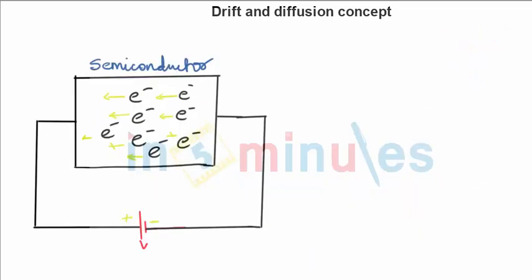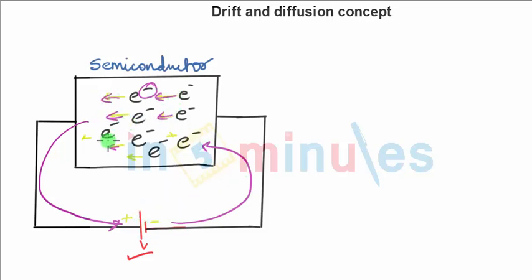Now moving to drift, suppose I am connecting a battery, an external supply, which is also called biasing. When the battery is connected, the electrons which have negative charge will be attracted to the positive terminal. Since they have negative charge, all electrons will be repelled from the negative terminal. So electrons will have a direction of movement from the negative terminal towards the positive terminal. So electrons are aligned in a direction because of the externally connected electric field.